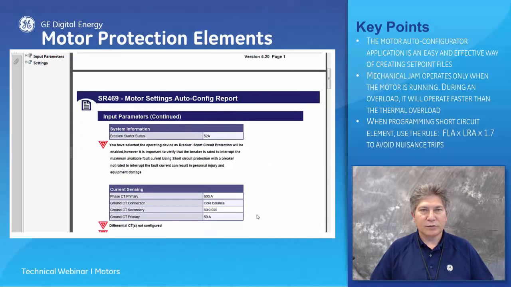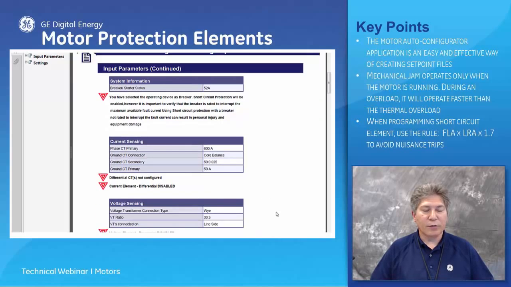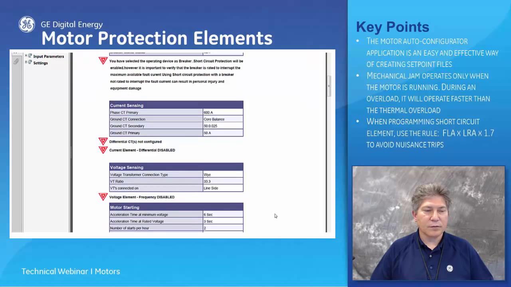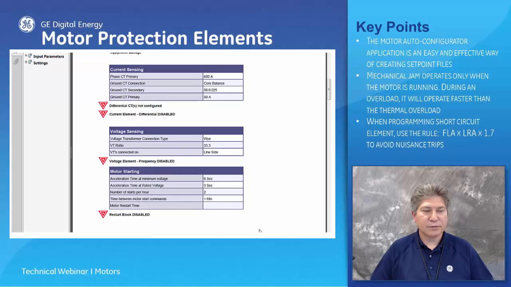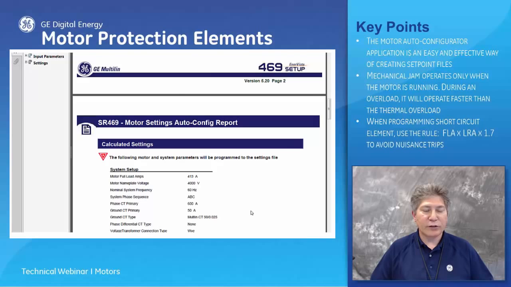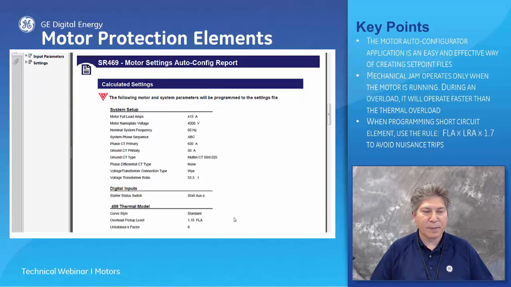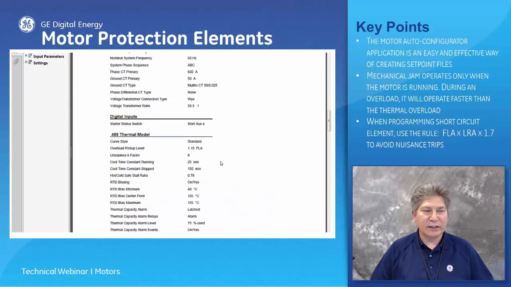Our current sensing, differential elements that they weren't turned on, the voltage sensing, motor starting information. So as we scroll further down the page, it now shows us all the configurations that the program did for us. So this is part of the settings. The 413, the 4000, all these different parameters are the settings inside the setpoint file now. It has selected the overload pickup level for us because we put in a service factor of 1.0, and based on NEMA standards we can push this to 1.15.